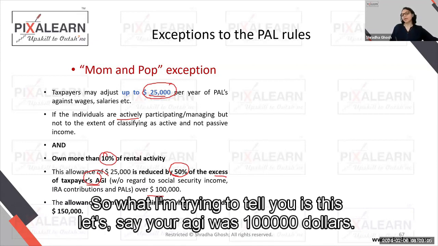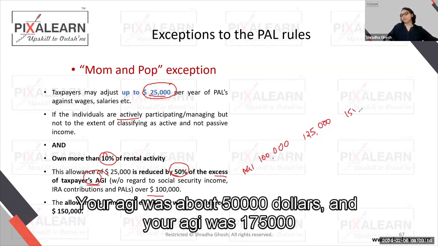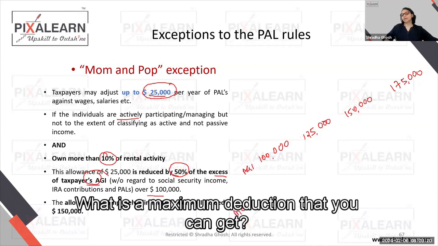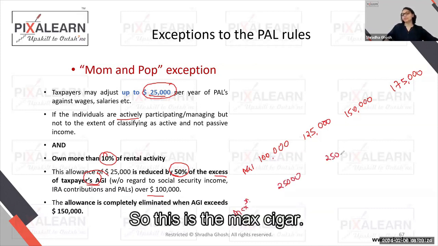Okay, so what they're trying to tell you is this. Let's say your AGI was $100,000. Your AGI was $125,000. Your AGI was $150,000, and your AGI was $175,000. What is the maximum deduction that you can get? It is 25,000 in all the cases. Okay, so this is the maximum.